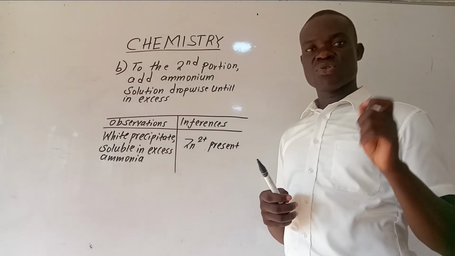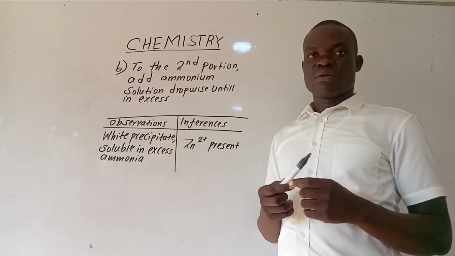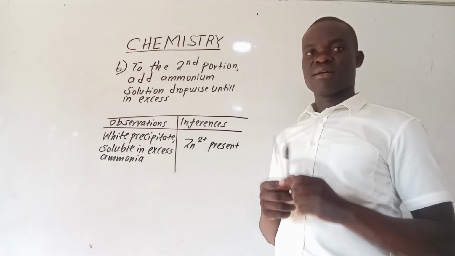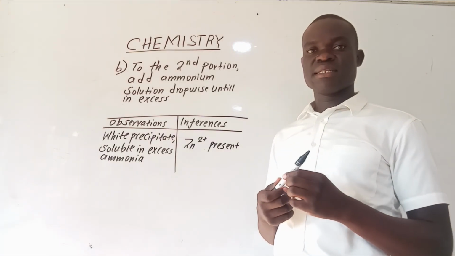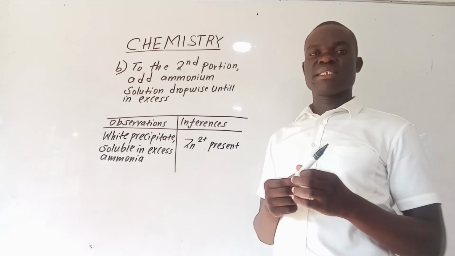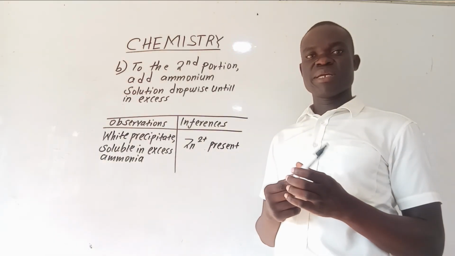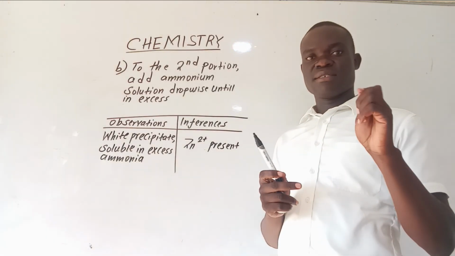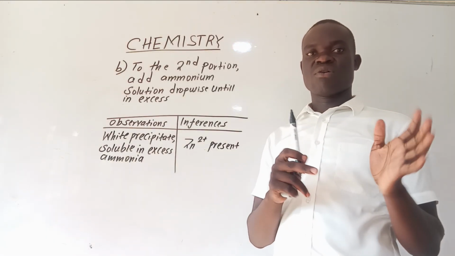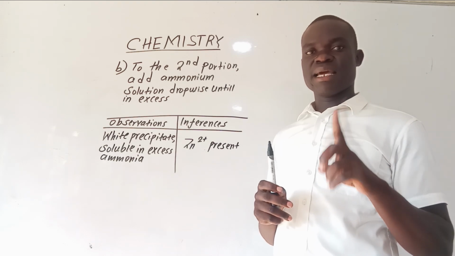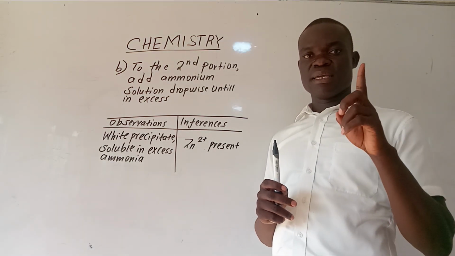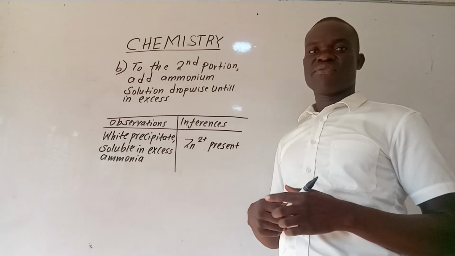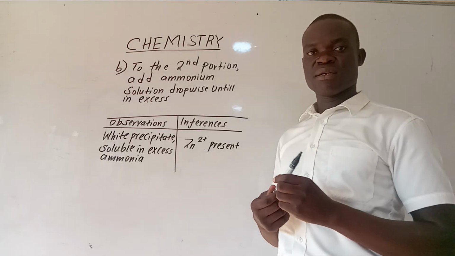But when ammonium solution is used, out of the three amphoteric ions, it is only zinc that dissolves in excess ammonium. So when a white precipitate forms, and this white precipitate dissolves in excess ammonium solution, we only write zinc present. We don't write all of them because aluminium and lead are insoluble in excess ammonium. They form a white precipitate in few drops, but this white precipitate fails to dissolve even when we add excess ammonium.